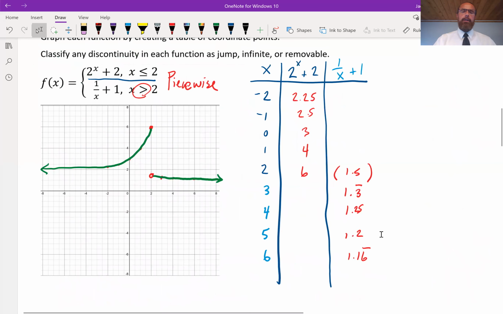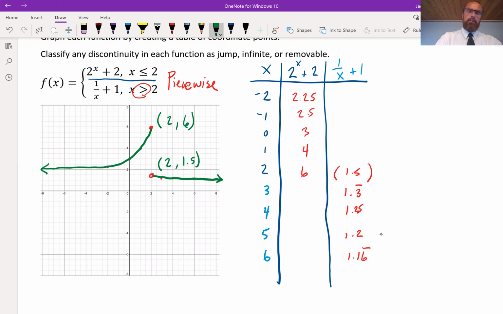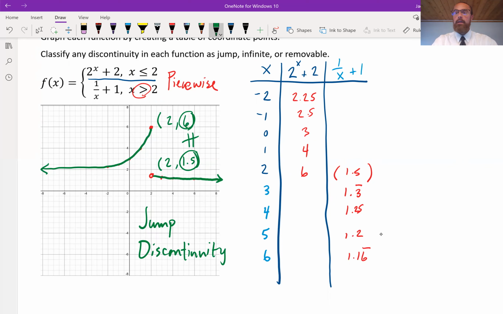So I'm looking here, if I investigate here, so I've got the point 2, 6. This point here is 2, 1.5. These are finite, and this would indicate a jump discontinuity. Again, remember, jump discontinuity says these are not equal, but they're finite. They're not going forever to infinity or negative infinity.